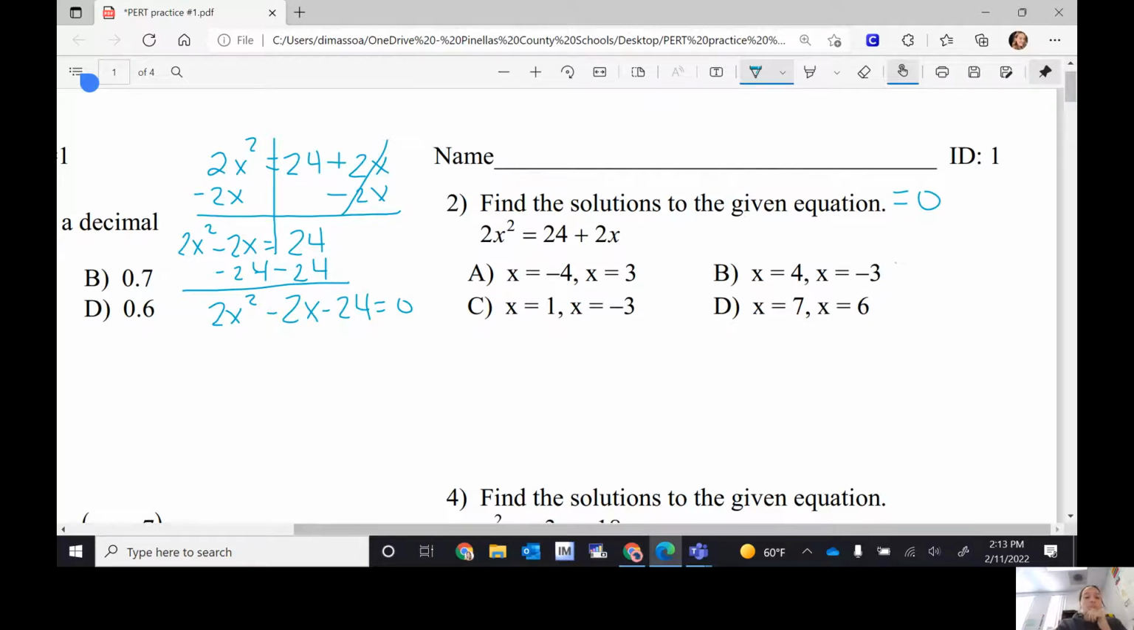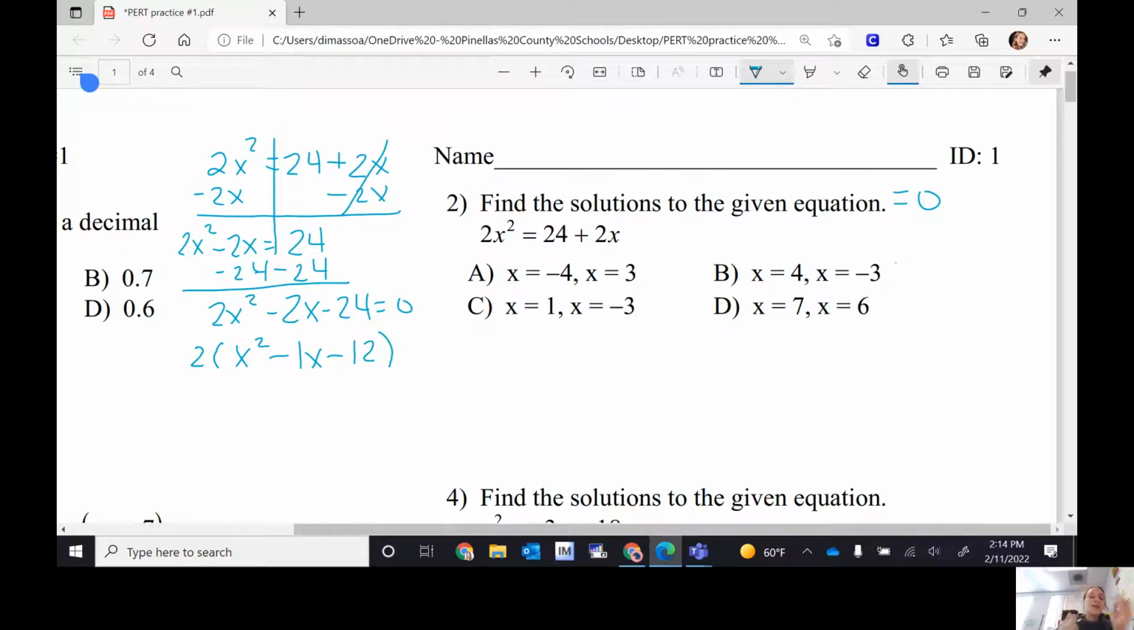Before I factor, though, I'm going to make my life a little bit easier. I'm going to take out the greatest common factor here. I see that all of these can be divided by 2, so I'm going to pull a 2 out of the equation because that's going to make my numbers a little bit easier. So 2 times x squared gets me back to the 2x squared, 2 times negative 1x gives me negative 2x, and 2 times negative 12 gives me negative 24. So this is going to be the equation I use.